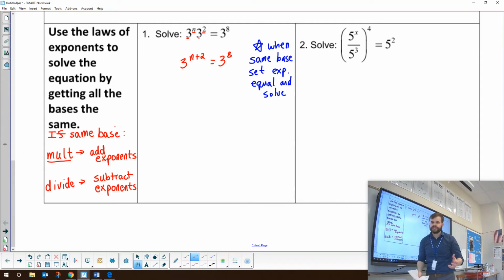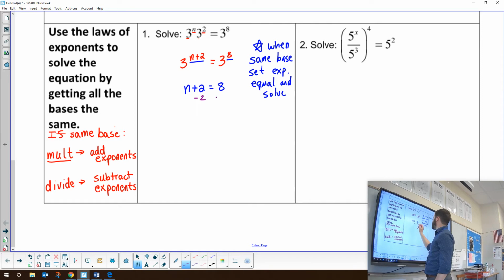Now, here's the big deal. If you have two bases that are the same and they're set equal to each other, the exponents, to make it a true statement, also have to be the same. So that means that this n plus 2 and this 8 also have to be the same. So what we can do is we can set them equal to each other and solve. I can go n plus 2 equals 8, and I can solve this.